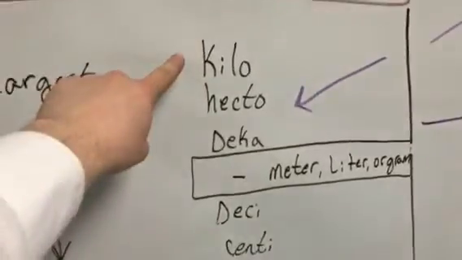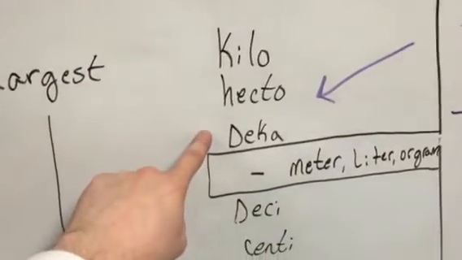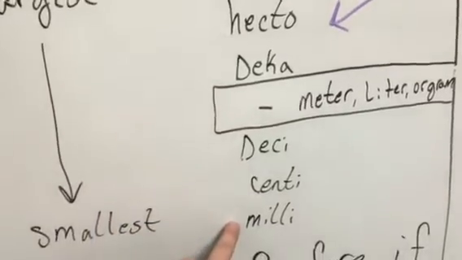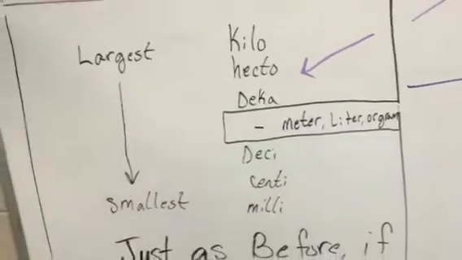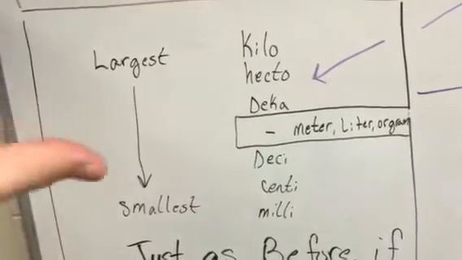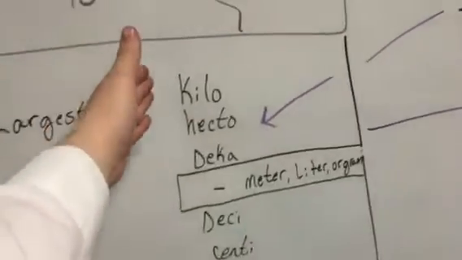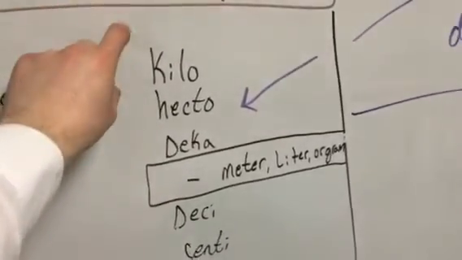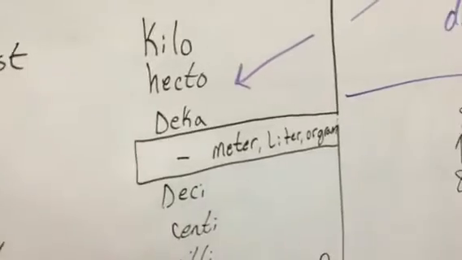This progression from kilo to hecto to deca to our base unit to deci, centi, followed by milli is really what I need you to understand from all of this metric stuff. This is the most important thing that you can remember, this progression of how it goes, that kilo means it's the biggest, milli is the smallest.